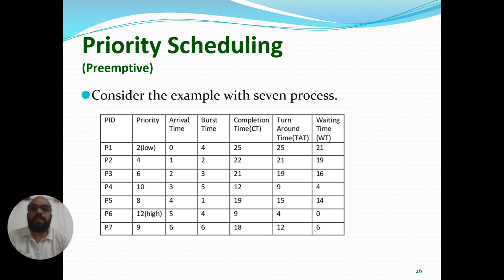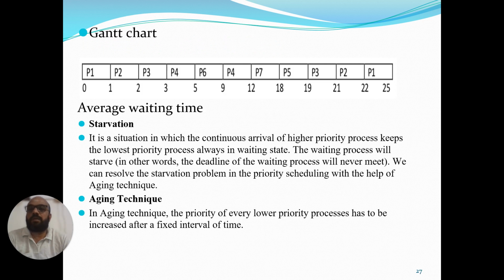Waiting time can be calculated as completion time minus burst time. Then the average. Now starvation: it is a situation in which continuous arrival of high priority processes keeps the low priority processes in a waiting state. The low priority process will starve.